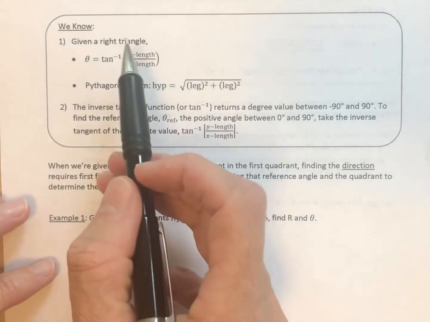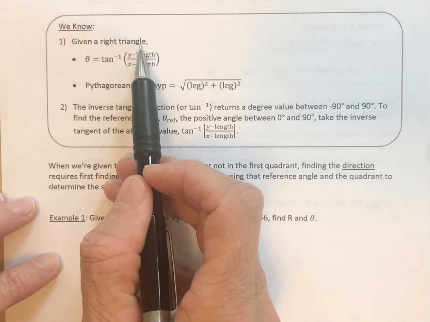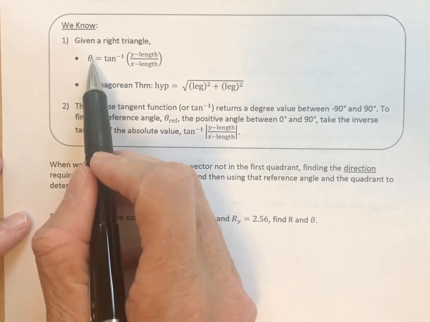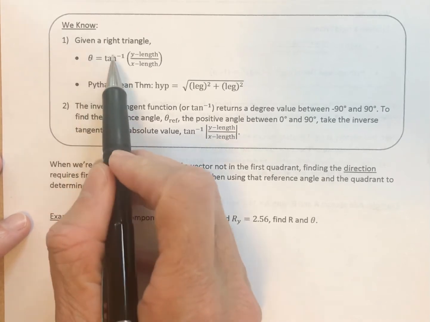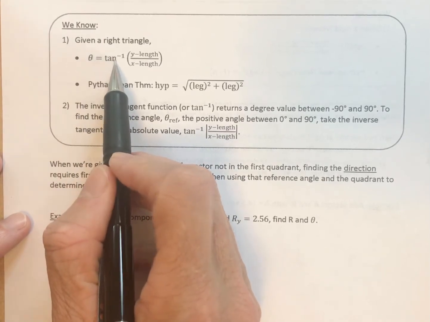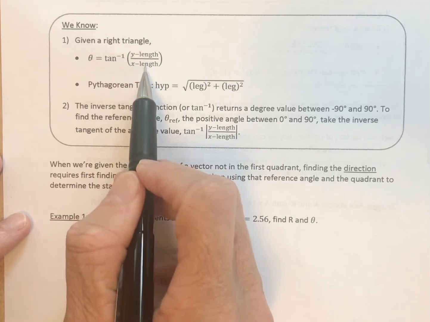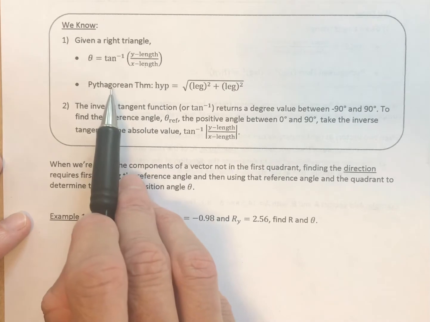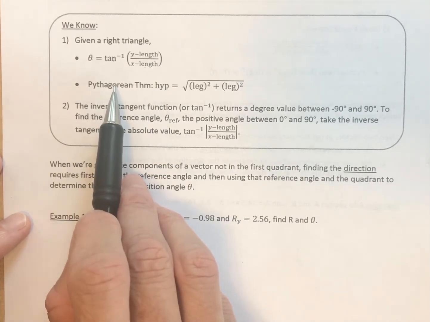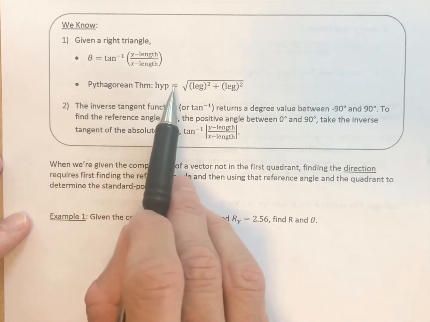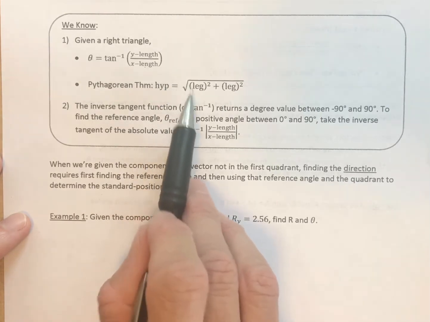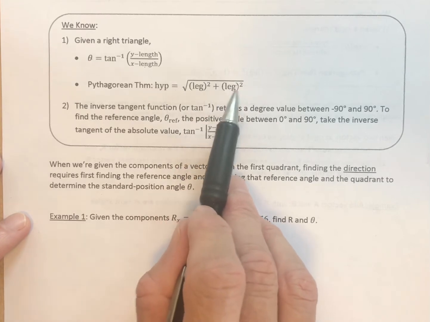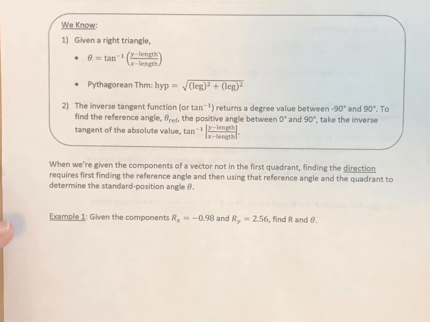Let's again begin by recalling what we know that's going to be applicable for this video lecture. We know that if we're given a right triangle, we can find that angle, theta, using the inverse tangent of the y length divided by the x length, in a right triangle. And we know that a right triangle has the Pythagorean theorem: the hypotenuse is equal to the square root of one leg squared plus the second leg squared.